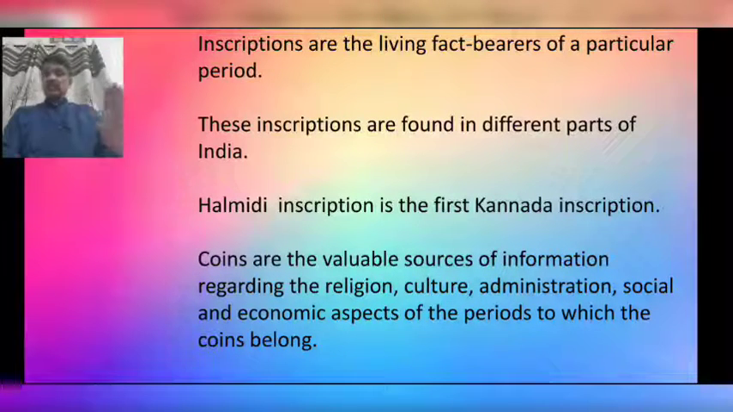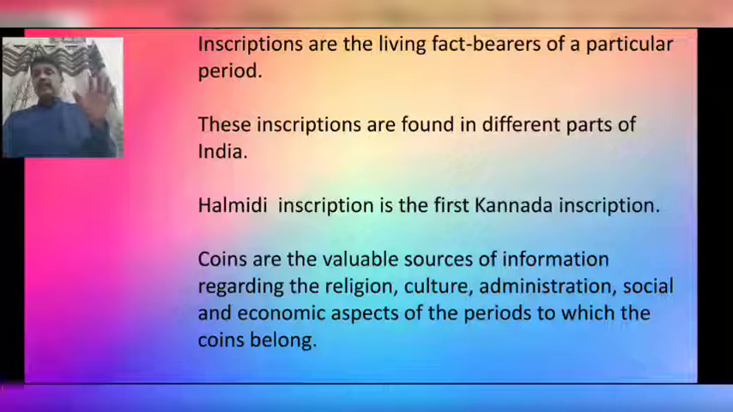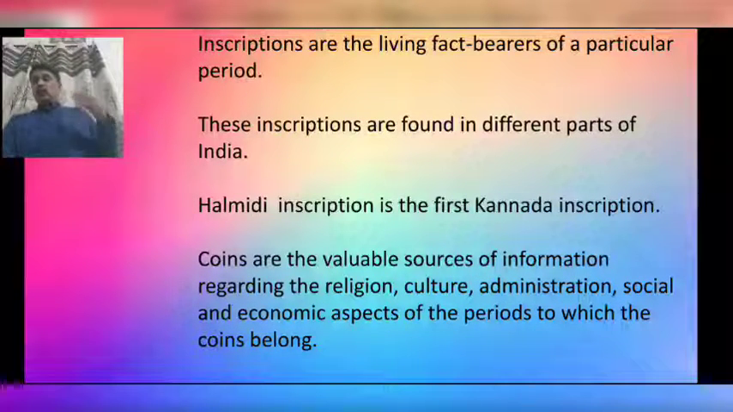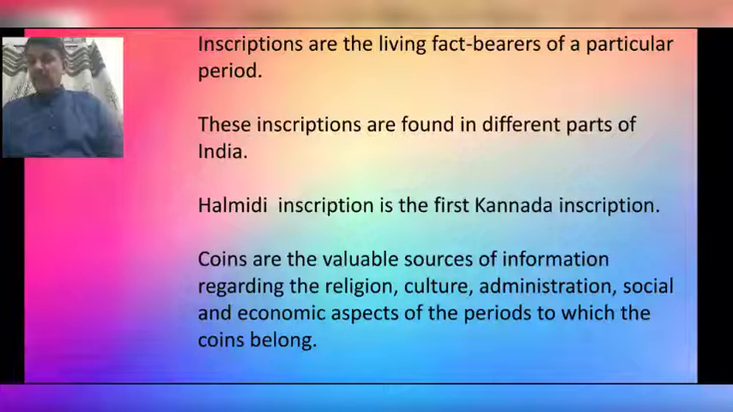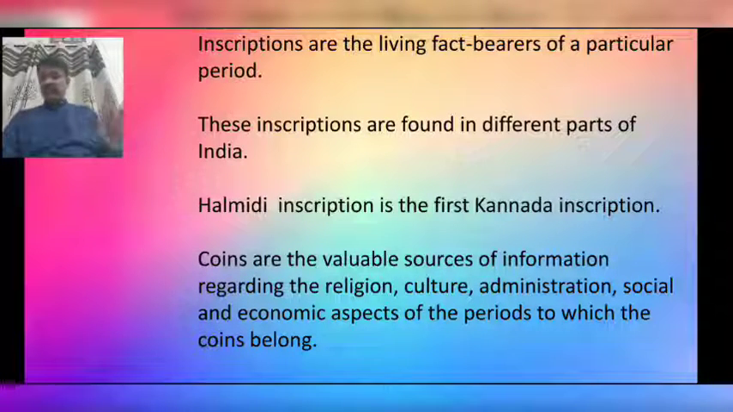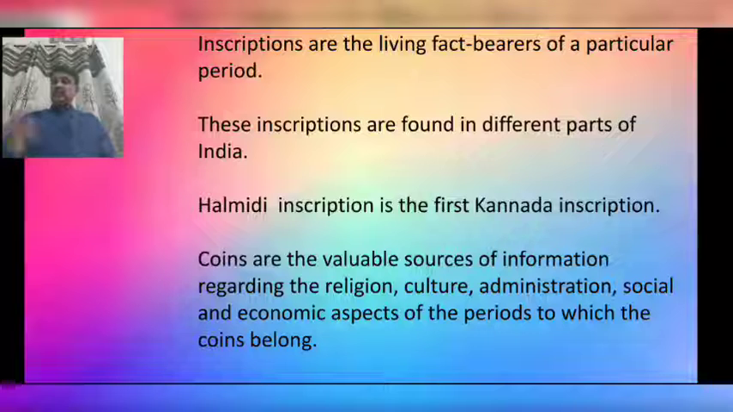The next source is coins. Though coins are small in shape, they contain many important aspects. They help in understanding the geographical extent of the kingdoms of the early rulers who minted coins. They also aid us in knowing the language of administration, the titles the kings possessed, their religion, the economic conditions of the time, and metal technology in particular kingdoms.